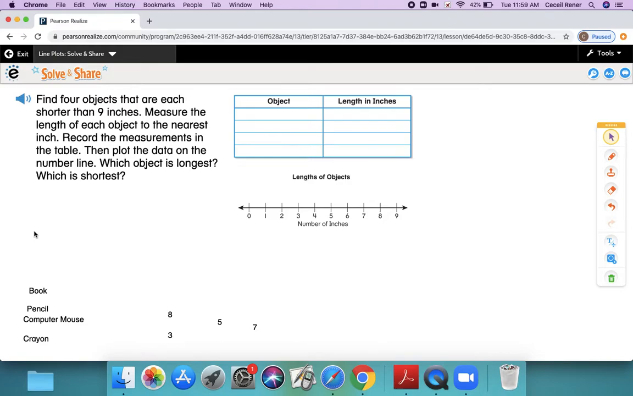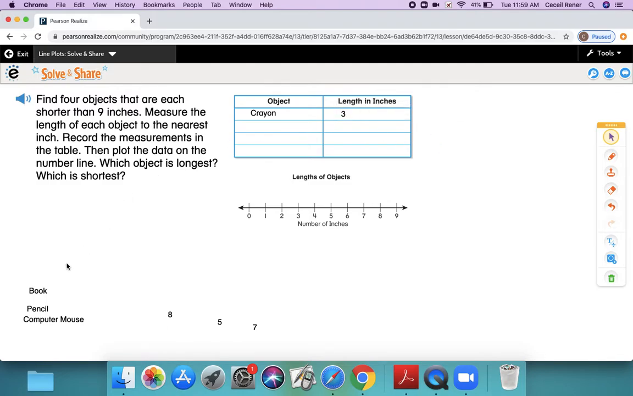And these are the 4 objects that I found that are less than 9 inches. And I had to type them out, which is different than what we usually do. First off, I found a crayon. And I'm going to put my crayon up in my table. And my crayon measured in at 3 inches. So I'm going to put my measurement here, and that was 3 inches. So I had a crayon that was 3 inches in length.